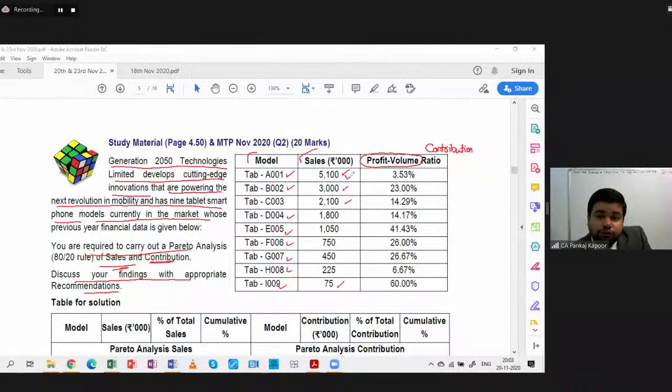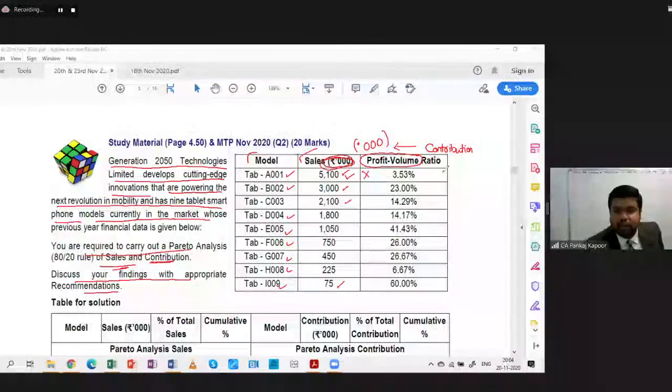It will be 3.53% of 5100. Mind it, figures are in 1000. We'll keep all our calculation in the 1000. Even though computing the contribution, also in the 1000 term. So multiply these two and tell me the contribution. What will be the contribution? Quickly, my dear friends, what will be the contribution of A1?